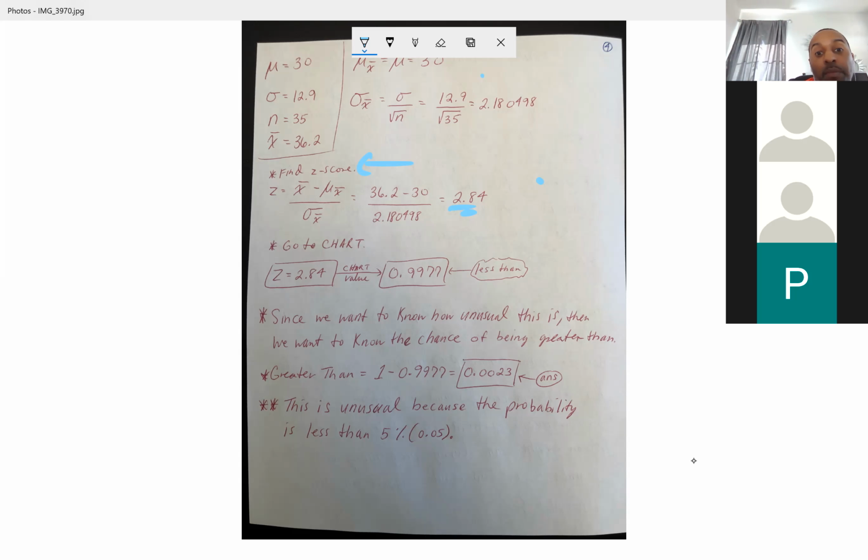So you just take 1 minus the z-score? The chart value that the z-score gave. So your z-score is 2.84. Okay. Now, when I go to the chart, I get this value, which is 0.9977. That's the value I'm going to subtract from 1. Okay. Thank you.